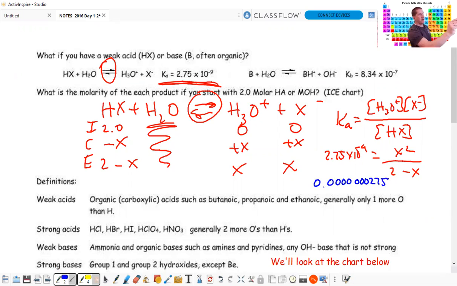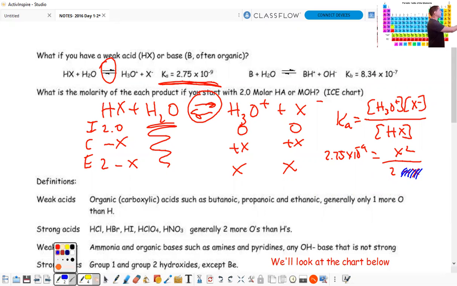This is 0.000000275, and the molarity is 2. So if I were to subtract, you can see it's not worth it. Ignoring this makes so much more sense. So we ignore the minus X. Now that only works if it is not 5% ionized. If it's less than 5% ionized, we're good. So we do have to check that in the end.